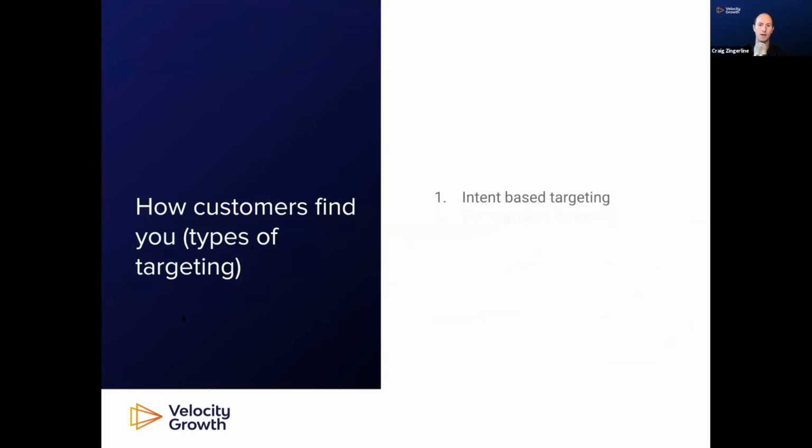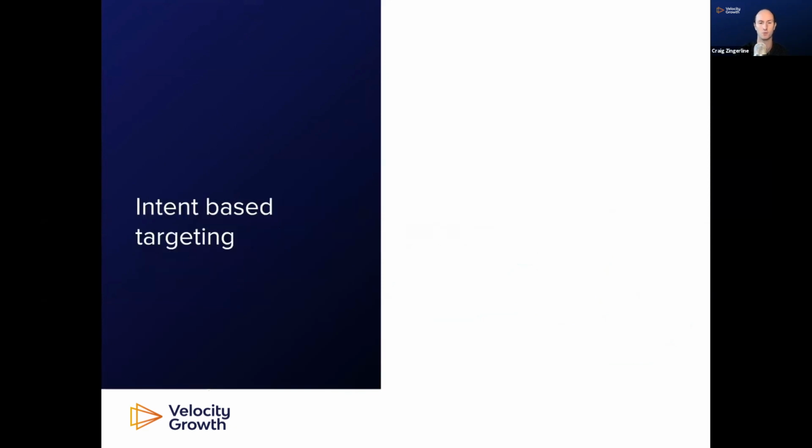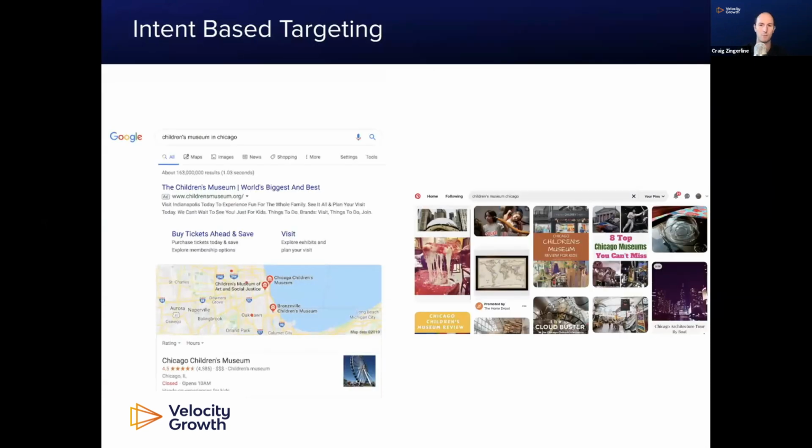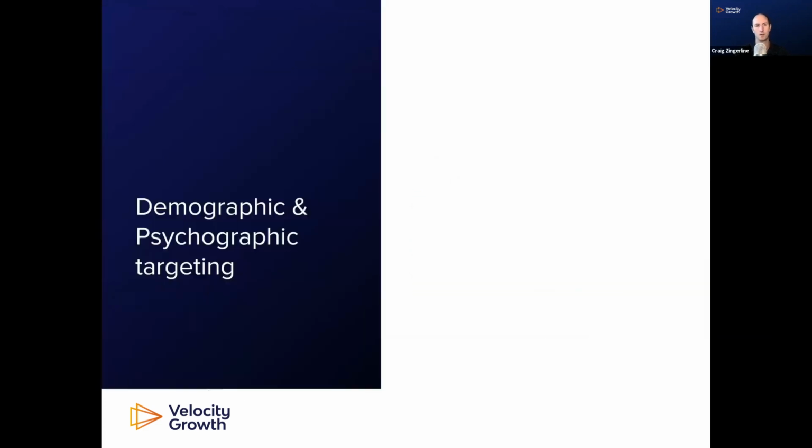Now, there's really a few different ways to target: intent-based, demographic, psychographic, and then there's this whole category of other, which we're not going to have time to get fully into. But with intent-based targeting, again, the user knows that they've got a problem, they search for a solution, and they seek it out. A couple examples here. We've all done this a million times, right? You go and look for things, you find solutions.